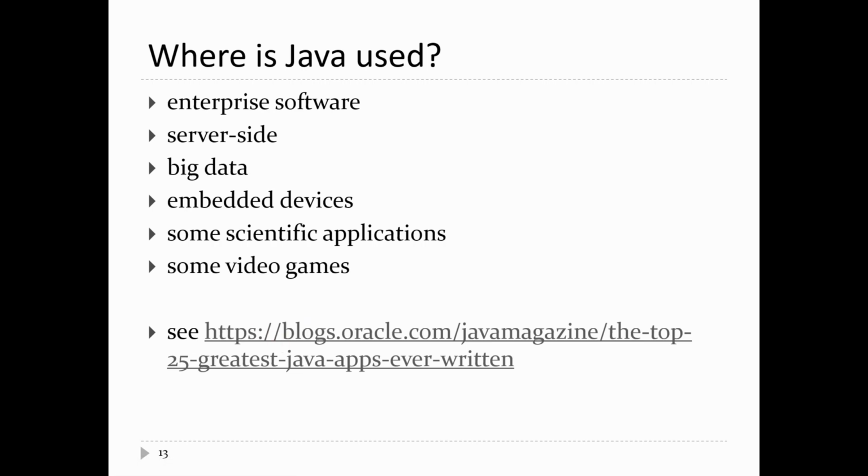There's a link here if you want to see some of the cool software that's been written in Java. You'll see a lot of the applications here are applications that NASA uses. So one of the robots on Mars, the Mars Explorer, its software was written in Java, or part of its software was written in Java.